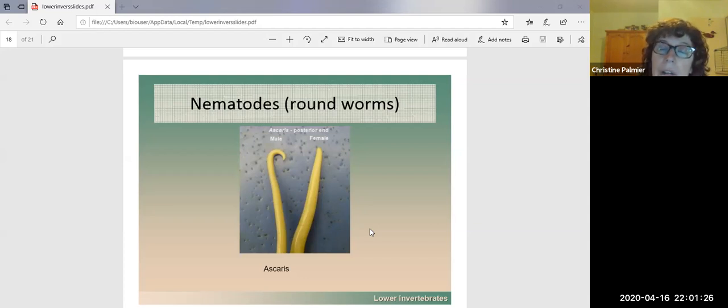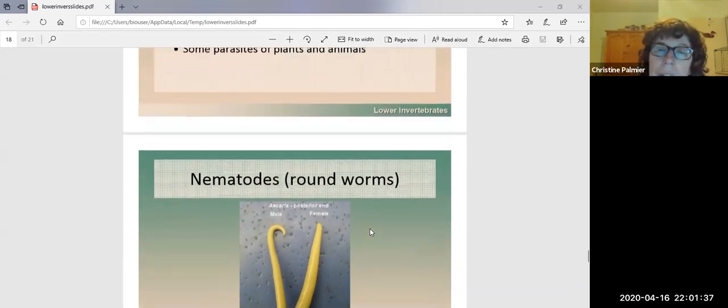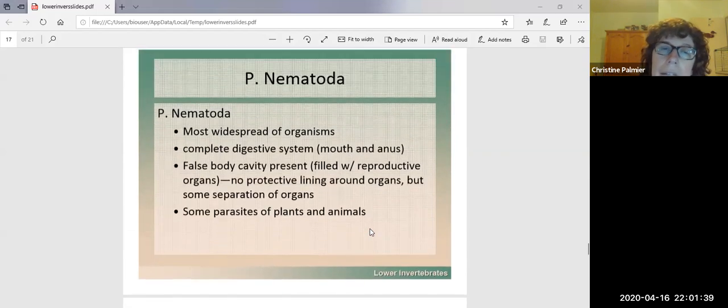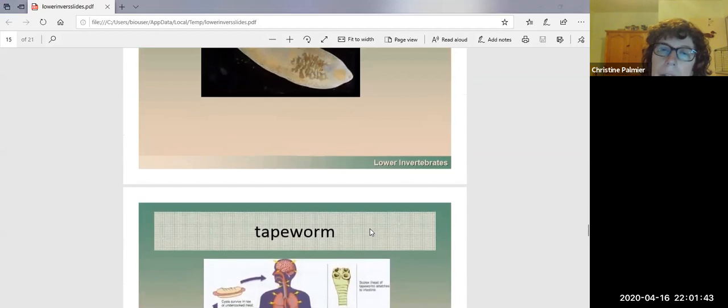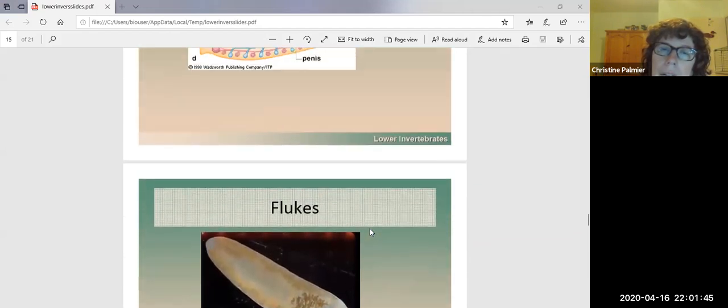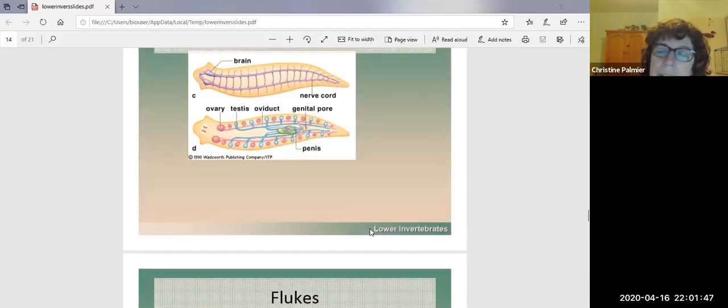But you don't memorize which one's monoecious or dioecious. But if we gave you a picture like this that said male and female, you should be able to say dioecious. Or if I gave you a picture like before with planaria, and you saw ovaries and testes, you would say monoecious.